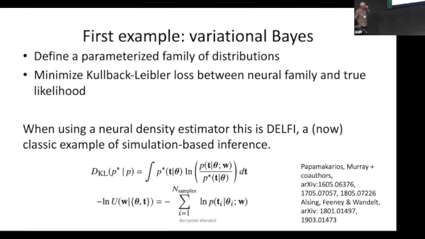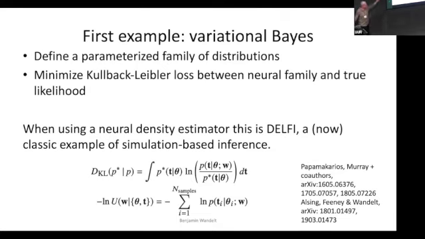Okay, so the first example, variational Bayes. We heard about variational Monte Carlo. This is a little bit different, but related. So the idea of variational Bayes in general is you define a parameterized family of distributions, and you hope that the posterior distribution that you're after for your parameters is somehow in that family, or at least approximately. And then you define a distance at some level. It's not a distance, but a loss between this family and the true likelihood. I wrote likelihood, but it could be the posterior.